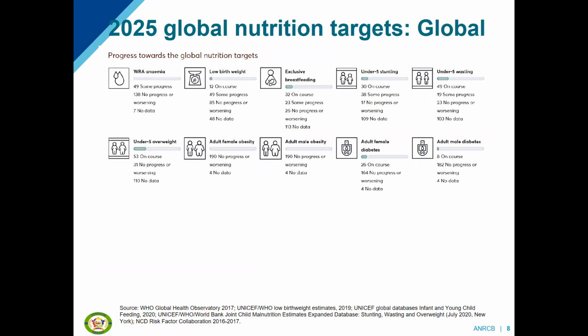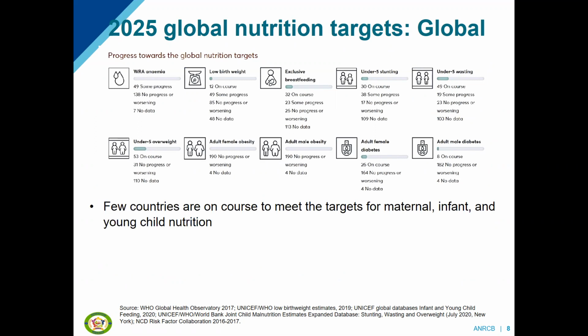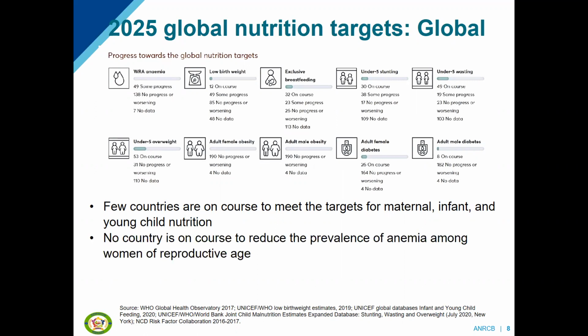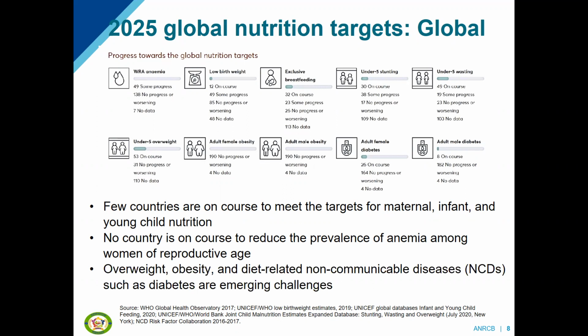We can also look at the world's progress towards these and related goals. For each of the goals in this figure, we can see the number of countries that are on course or making some or no progress. When it comes to targets for infant and young child nutrition, such as low birth weight, breastfeeding, stunting, wasting, or overweight, we see that some, but not many, of the countries are on course. While some countries are making progress, no country is on course for reducing the prevalence of anemia among women of reproductive age. Meanwhile, obesity and diet-related non-communicable diseases such as diabetes are emerging problems throughout the world, and few countries are making progress.